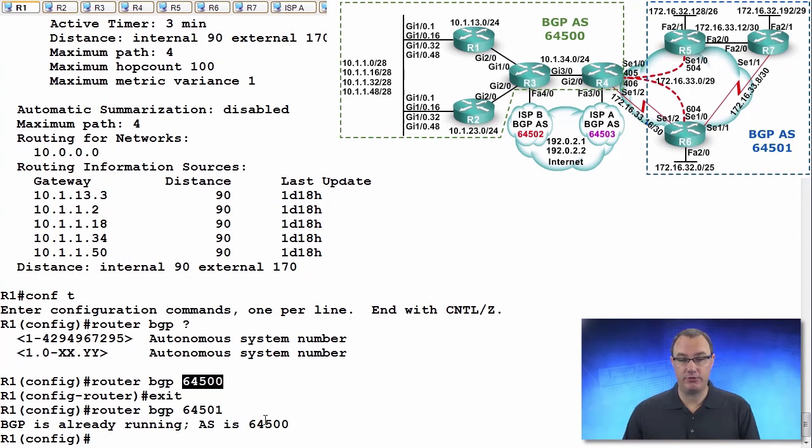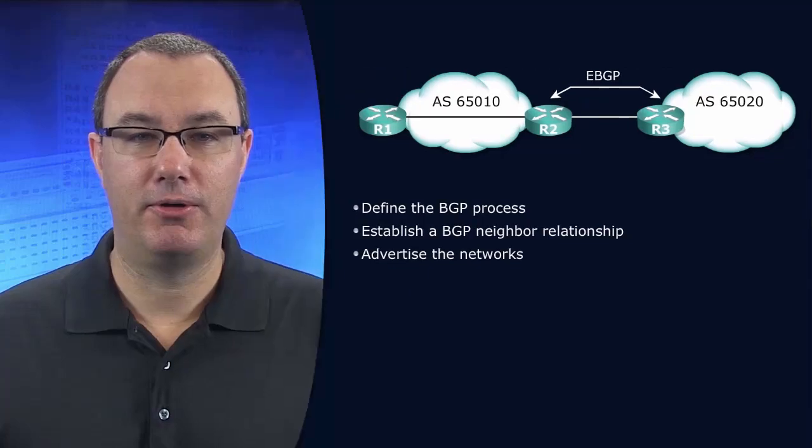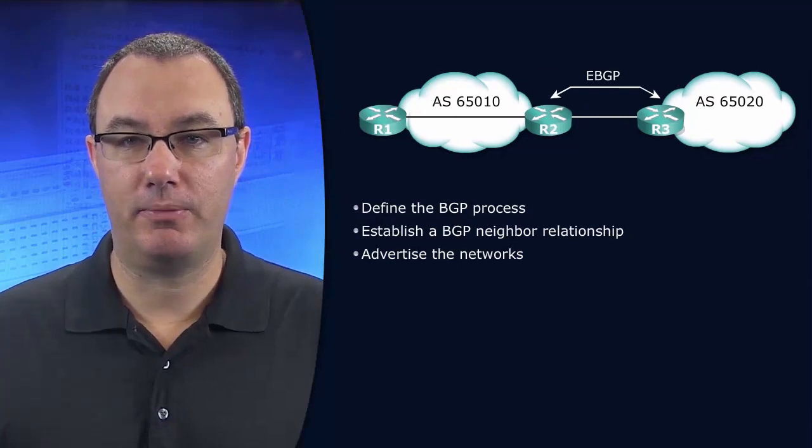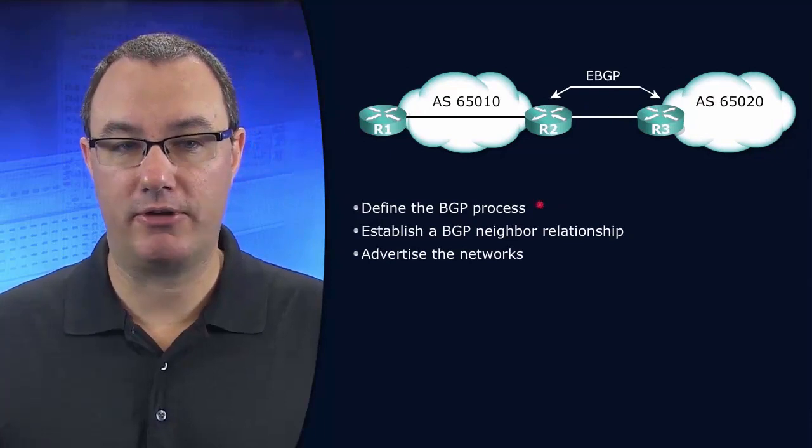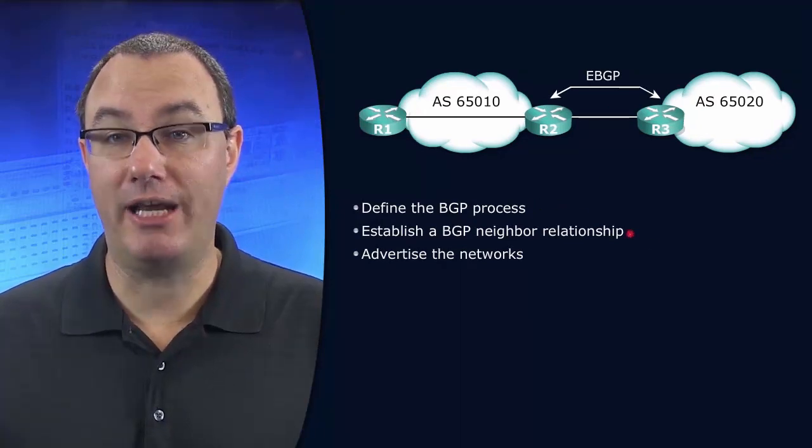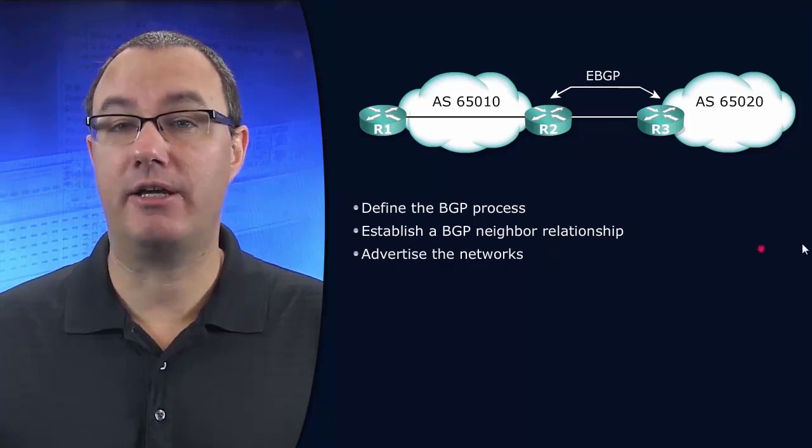And it says so very clearly here. So if you have accidentally typoed a BGP autonomous system, get rid of it, rebuild it. Really no surprise there. So that would be defining the BGP process. Then establish your neighbors, and then advertise the networks.